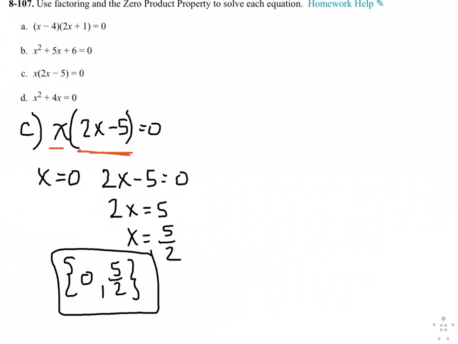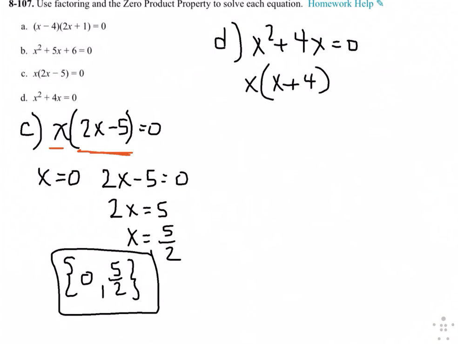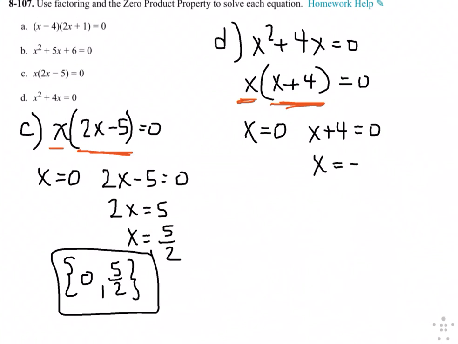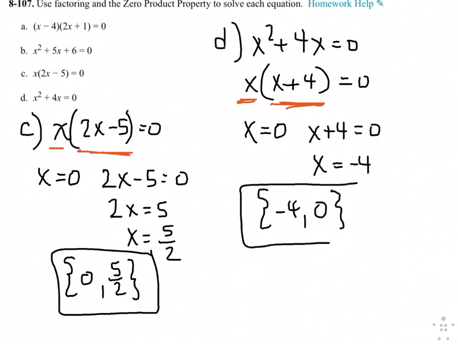And the last one, D, we have x squared plus 4x equals 0. So I can factor an x out: x times x plus 4, since there was an x in both those terms, equals 0. Again, I'm multiplying x times x plus 4, and I'm getting 0. So that means either x is 0 or x plus 4 is 0. So x equals negative 4 or 0. Okay, that's 107.